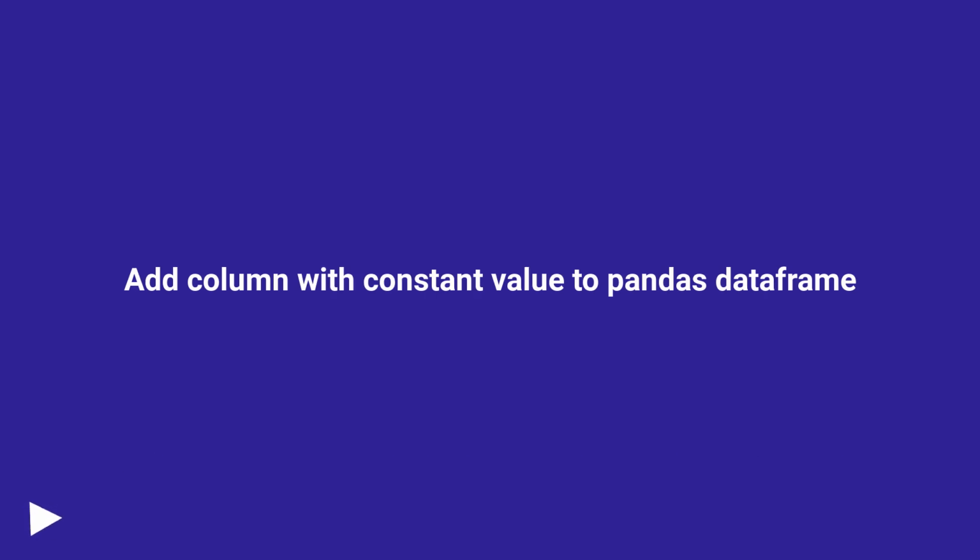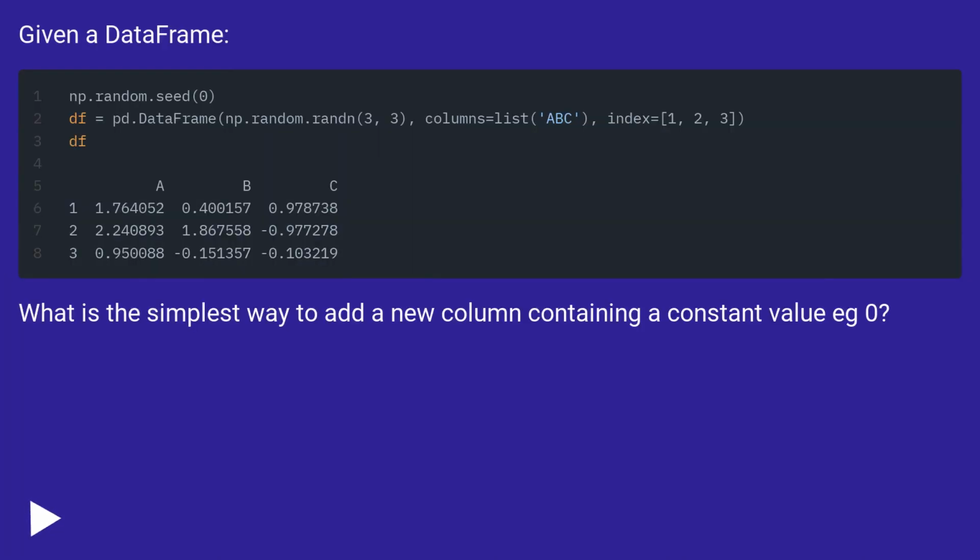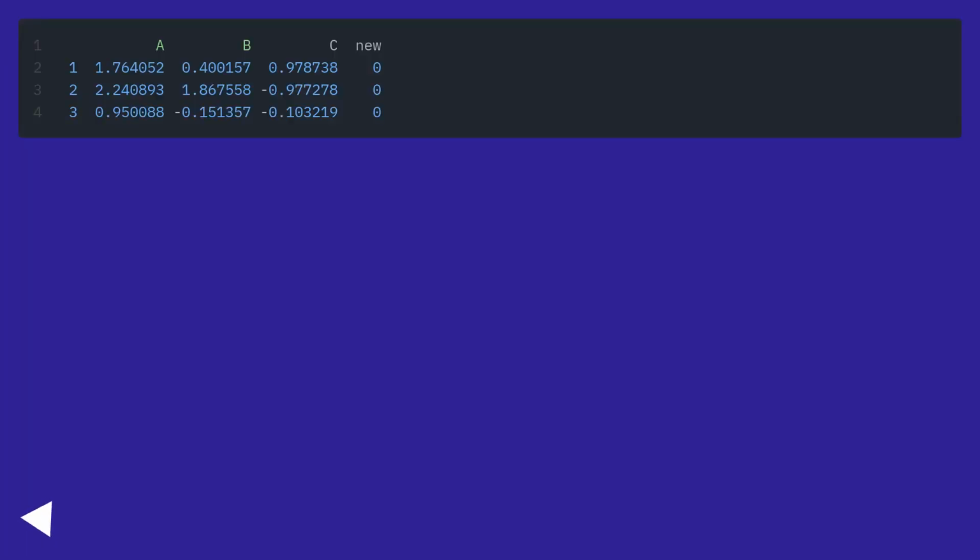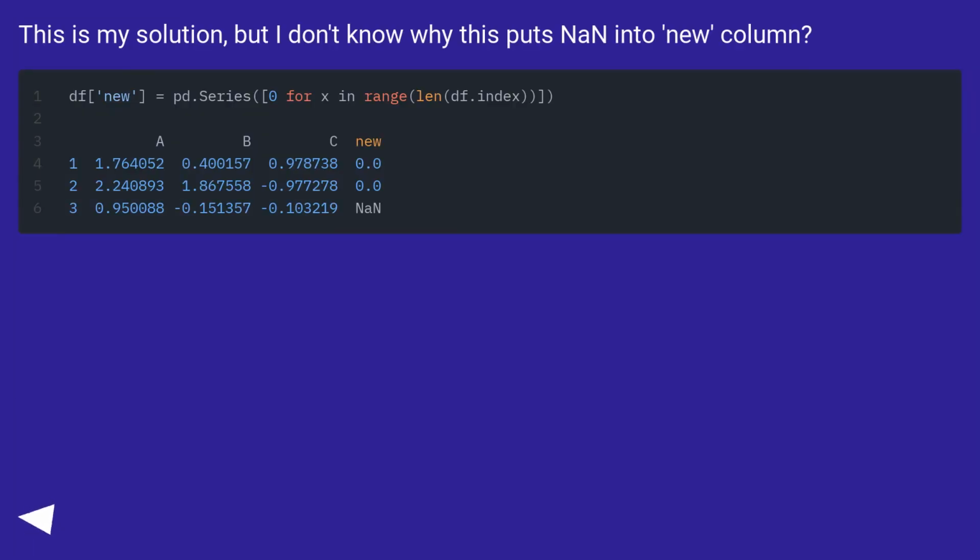Add column with constant value to pandas dataframe. Given a dataframe, what is the simplest way to add a new column containing a constant value, e.g. 0? This is my solution, but I don't know why this puts NaN into the new column.